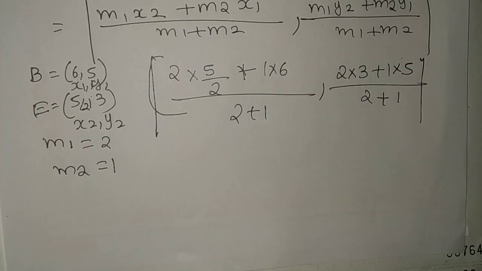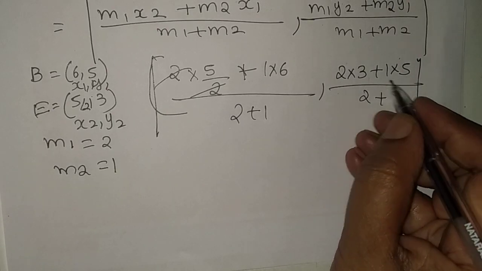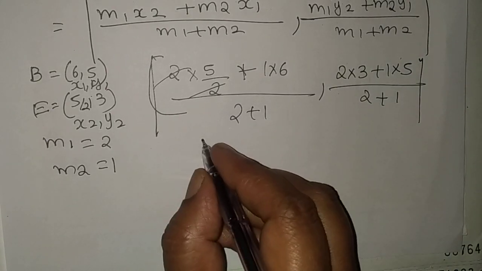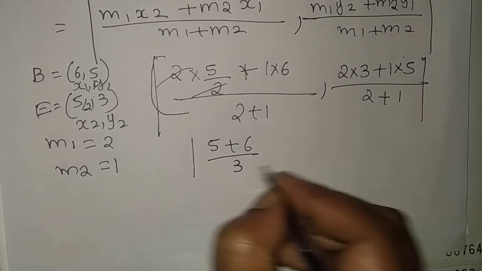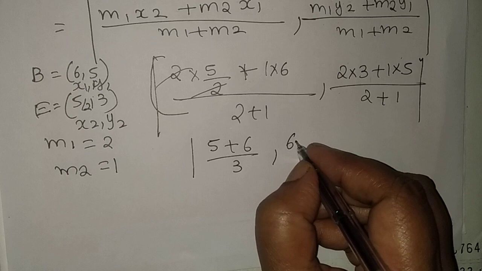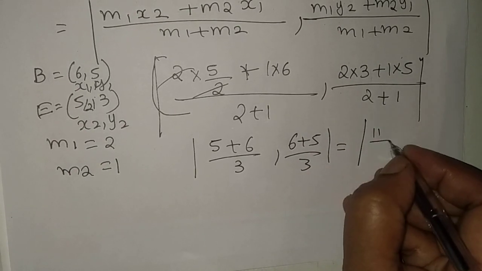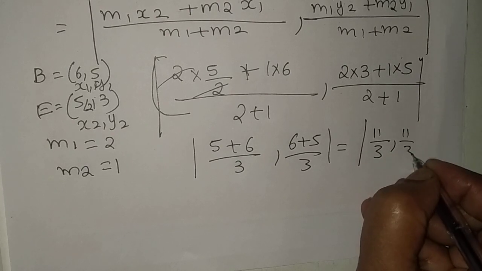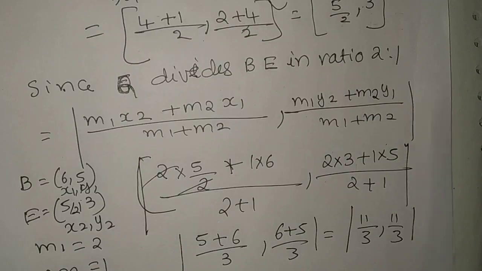So now simplify this, 2 cancels this. So finally we get (5 plus 6) by 3 and (6 plus 5) by 3, which is 11 by 3 and 11 by 3. So this is the coordinates of Q. So after this we move to the next part.